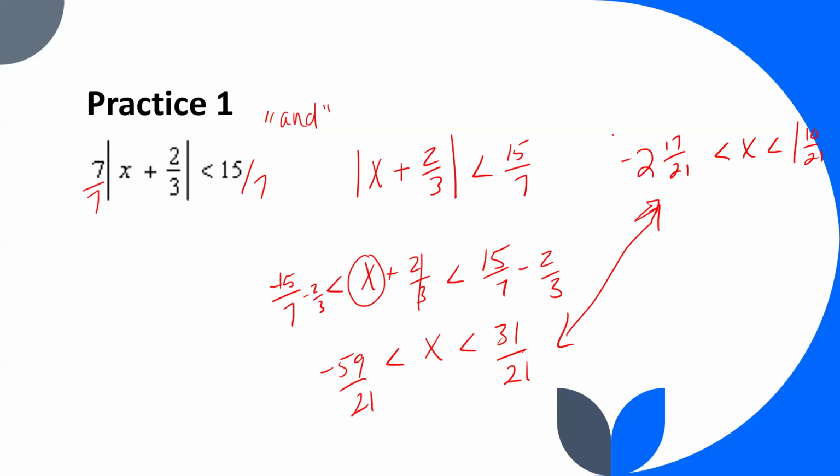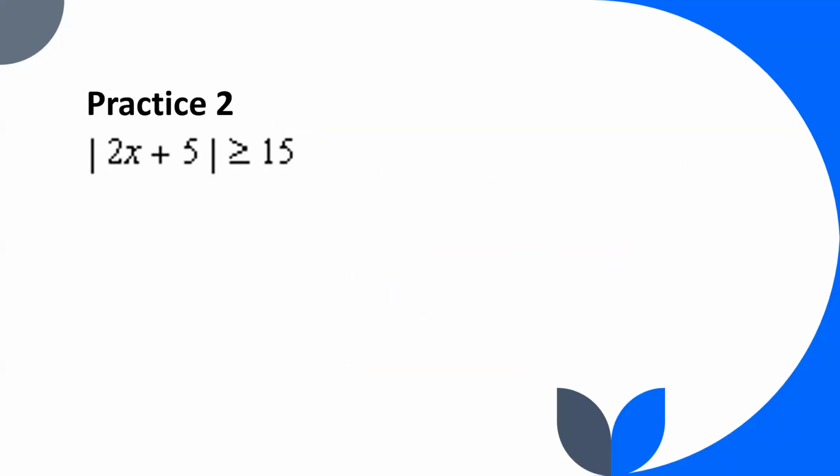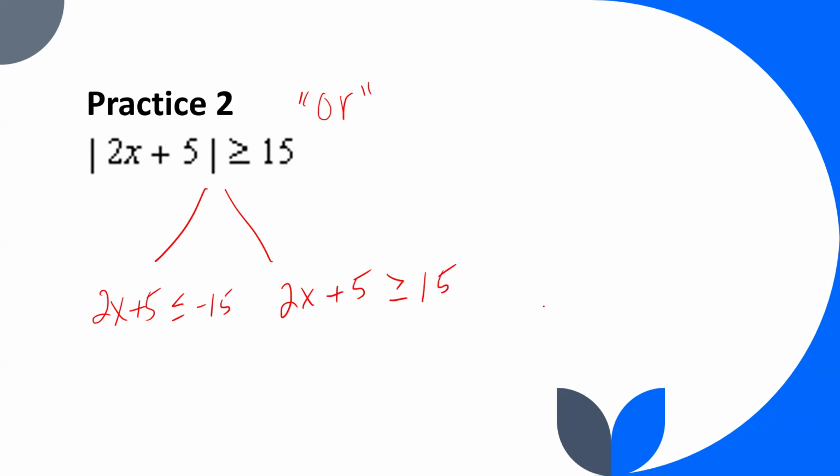All right. Next one. Absolute value of 2x plus 5 is greater than or equal to 15. Is this an and or an or statement? It's an or. So that means we're looking for a split solution, right? All right, good job. So you should have ended up with a split. And that gives you 2x plus 5 is less than or equal to negative 15, and then 2x plus 5 is greater than or equal to 15, and solved from there.